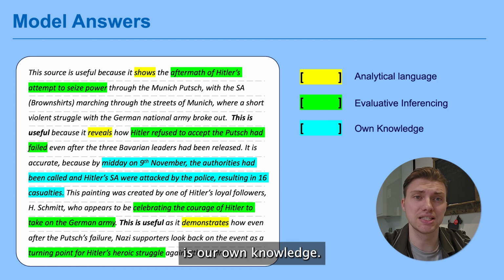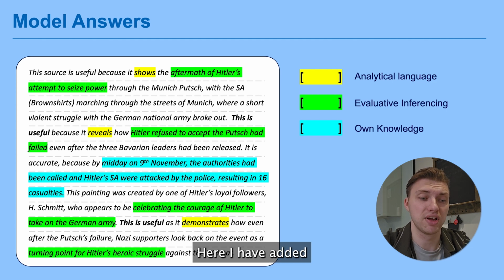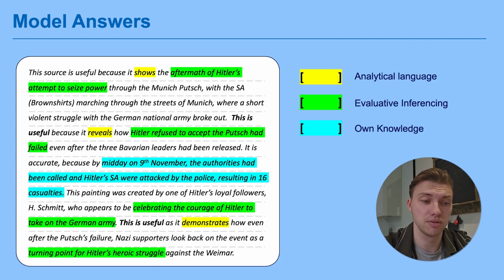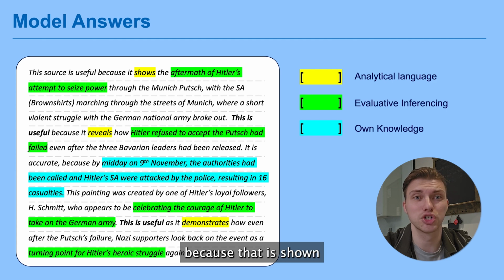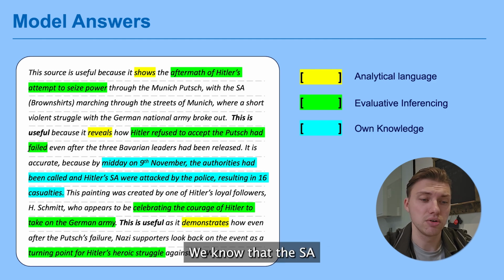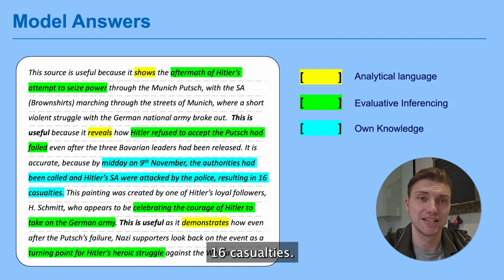The third thing is our own knowledge. So you can see the little section of the accuracy in the middle here. I have added a key date, 9th of November. I've added that the authorities were called because that isn't shown in the picture. We know that the SA were attacked by the police and it resulted in 16 casualties.